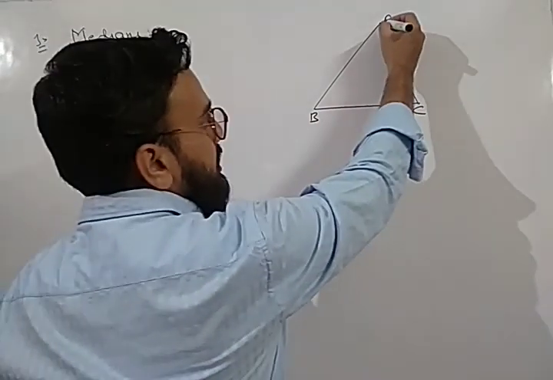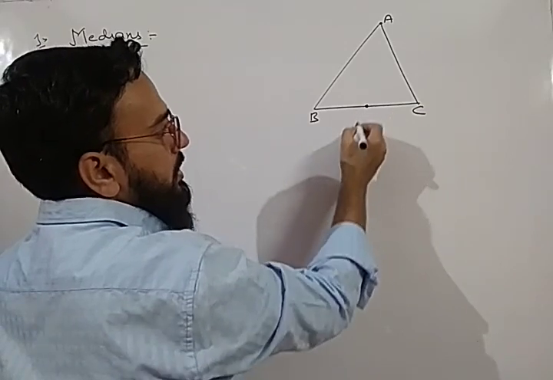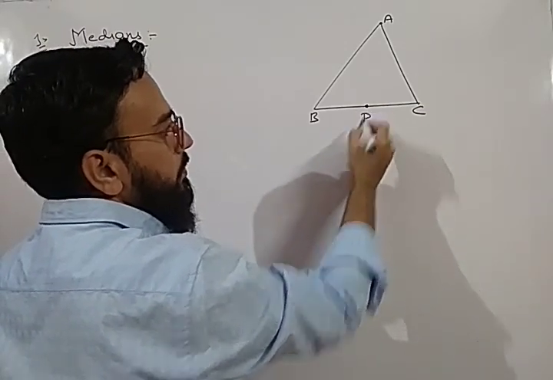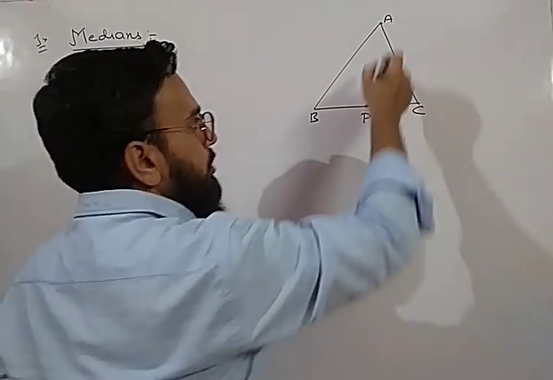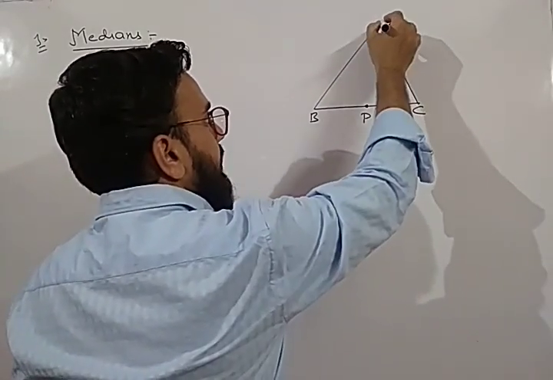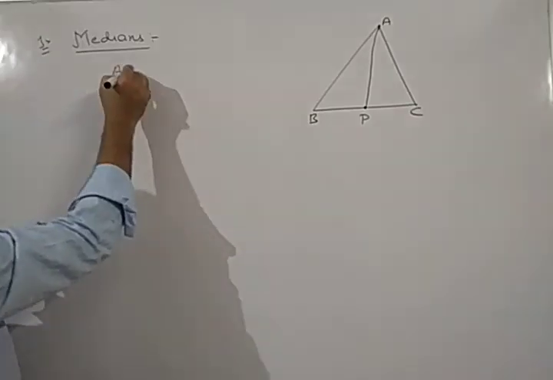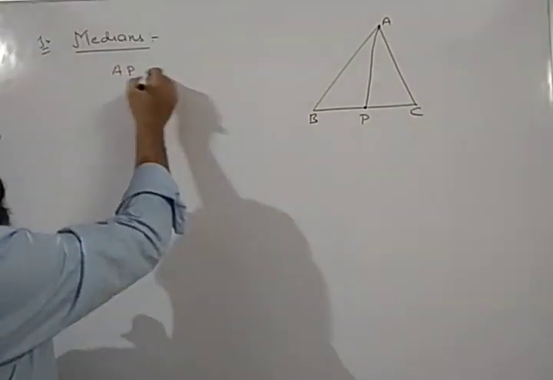If we take the vertex A, then the opposite side is BC. So the midpoint of BC, if we consider this point as P. Okay. So if we join this line AP, then this AP will be known as median. AP is called median.